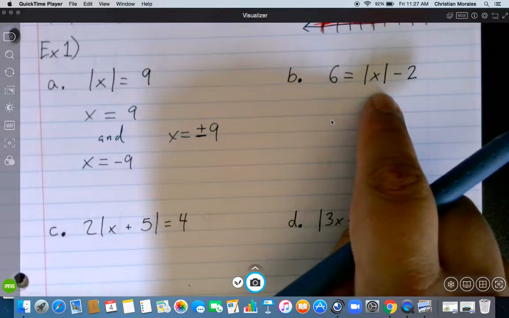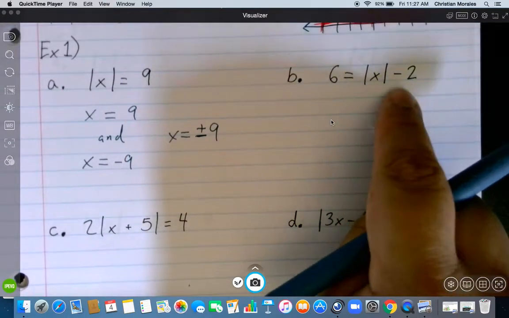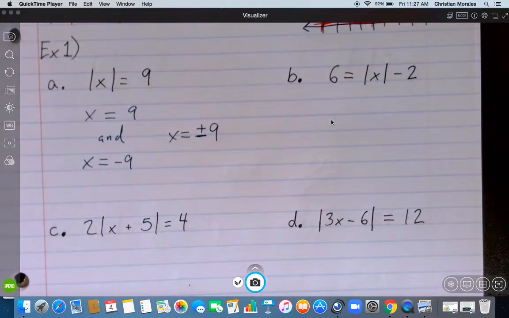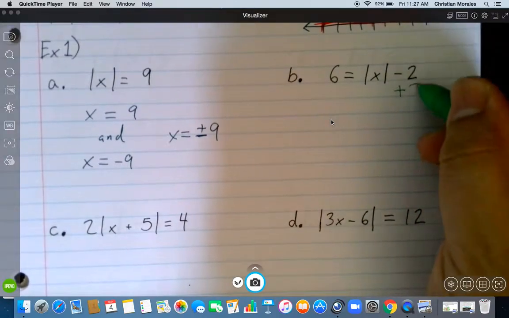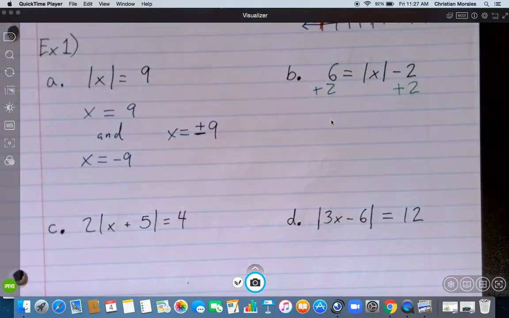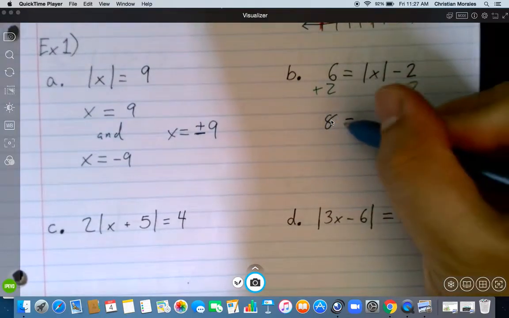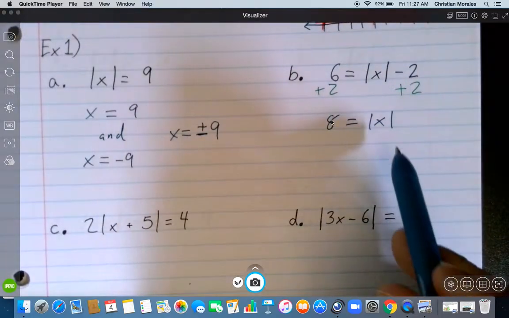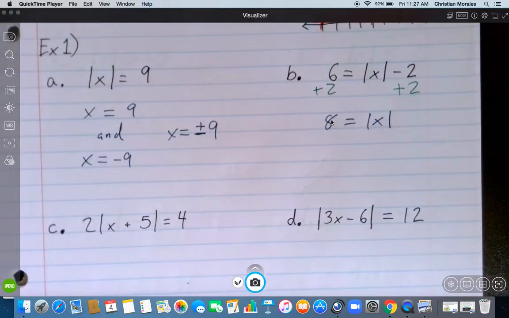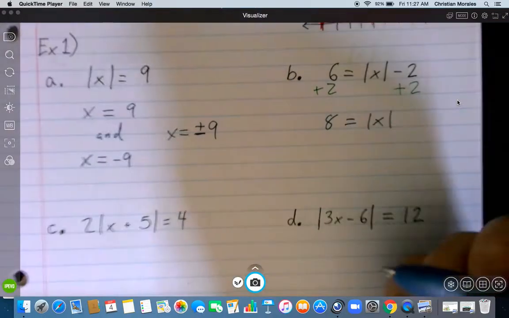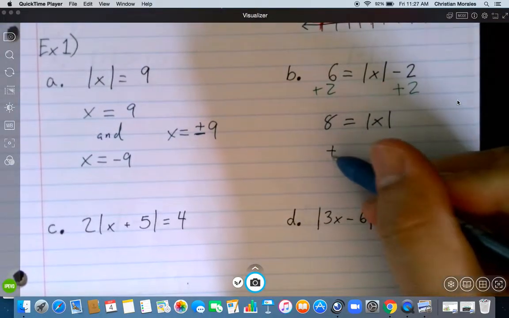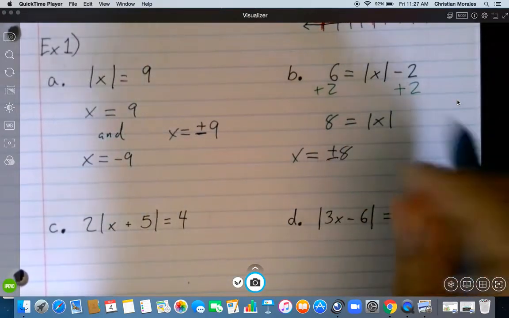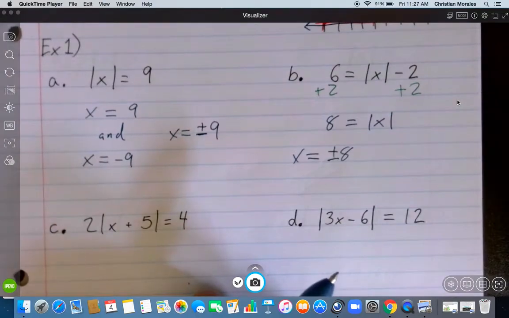Here, we have to solve for x, but there's a number on this side. So before we get to the absolute value, you have to get rid of this number by using inverse operations. The inverse operation, we add 2 to both sides. We're going to get 8. And now I ask you, what number for x has an absolute value of 8? +8 and -8. So x equals +8 or -8.